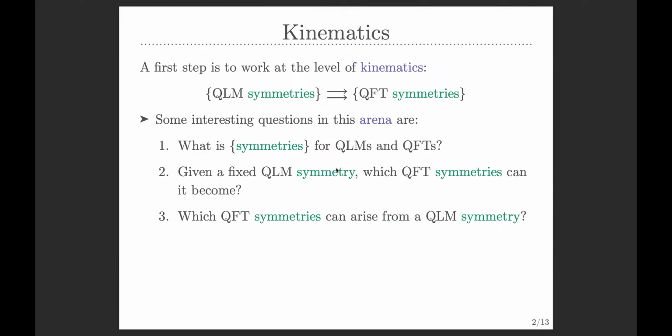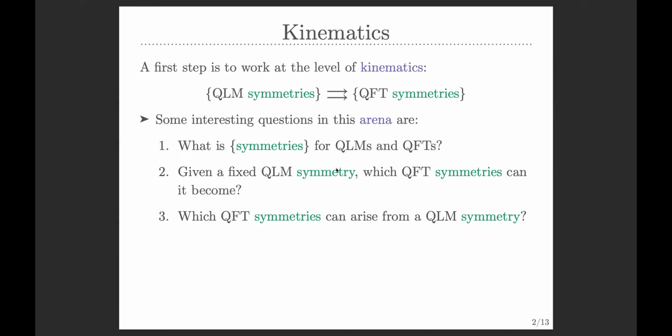And in this arena, you can ask many questions, and these are three questions people have already asked about. So the first you can ask, well, what is the space of all symmetries for quantum lattice models and field theories? Another question you can ask is, if I fix my quantum lattice model symmetry and look at all the different theories that have that symmetry, what can that symmetry become in the IR? And the third question you can ask is, which quantum field theory symmetries can arise from some quantum lattice model? Namely, I fix some quantum field theory symmetry. Is there some quantum lattice model symmetry that can arise?